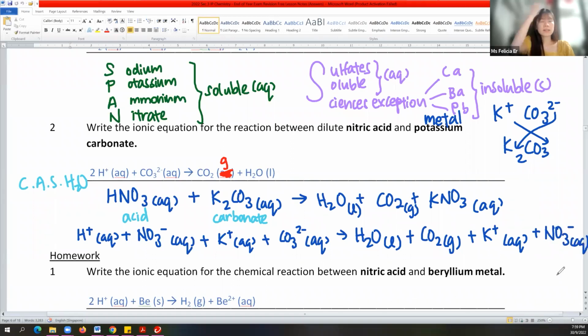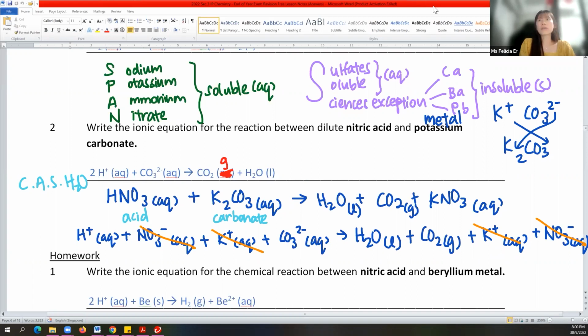Okay? So in this case, check which ones look exactly the same. It will be nitrate, because you see it's NO3 minus aqueous. Over here also the same, so you cancel. Then next one, K, also exactly the same, right? You cancel. The rest are different already. So you just copy down the remaining, and that will be the answer.